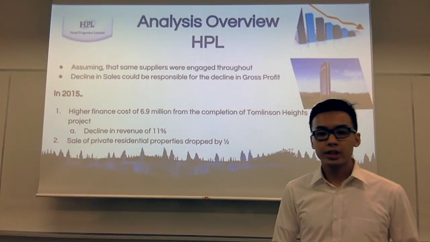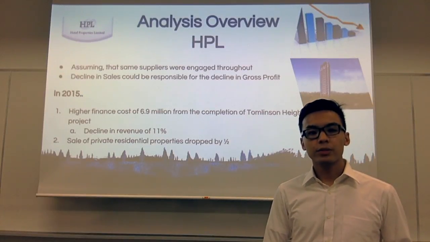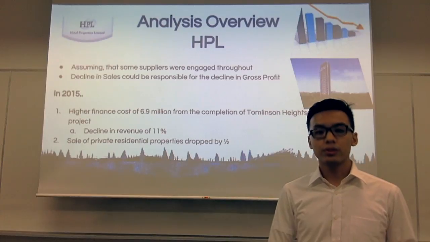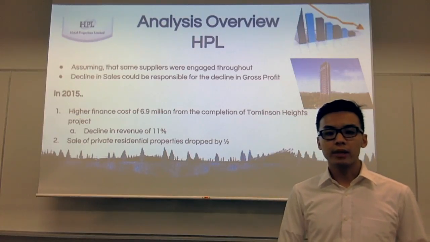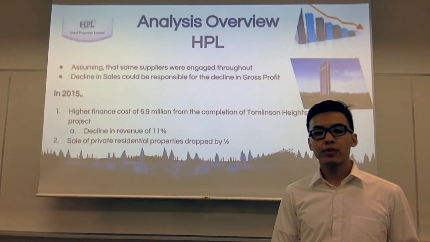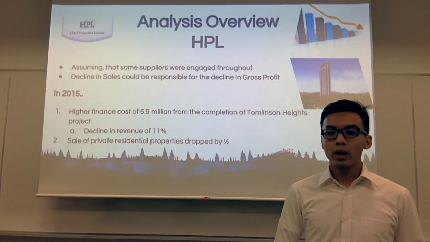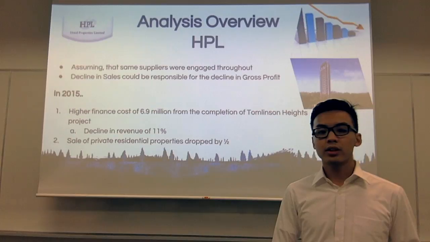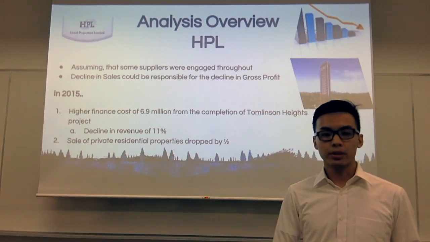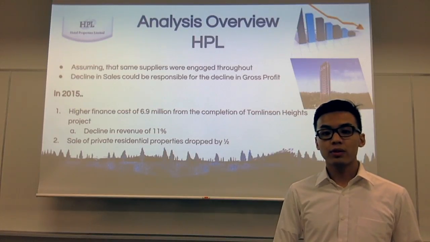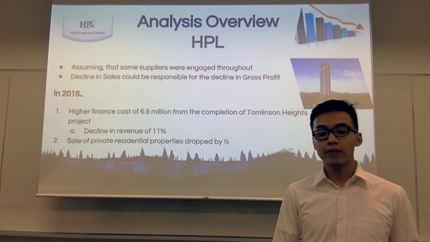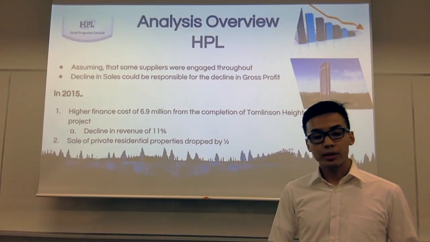With no significant changes in cost of sales, we can assume that the same suppliers were engaged throughout the 3 years, and that a general decline in business volume could be responsible for the decline in gross profit. This can be seen in 2015, where HPL experienced higher financing costs from completion of their properties, and also a decline in sales for private residential properties by half in the same year. And now we're passing on to Chawang.